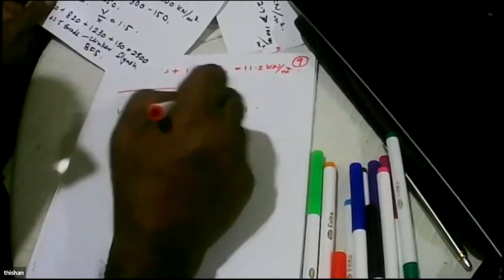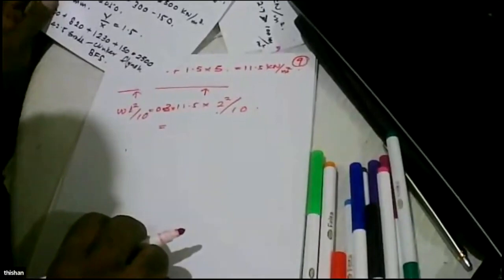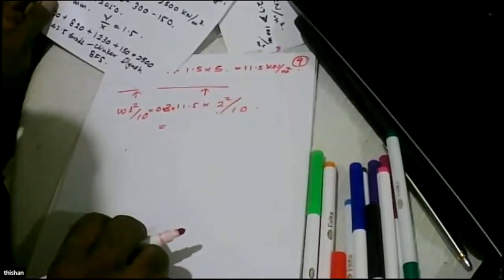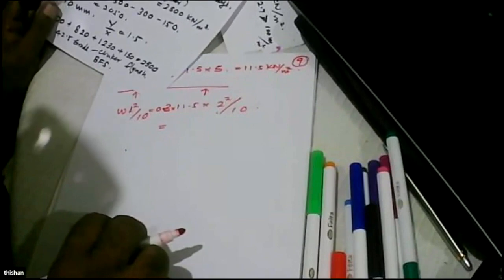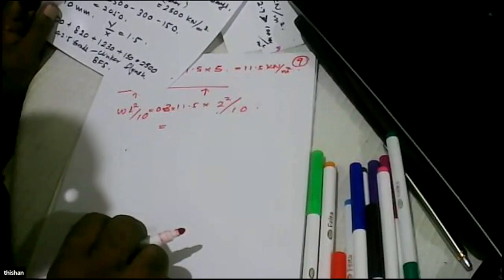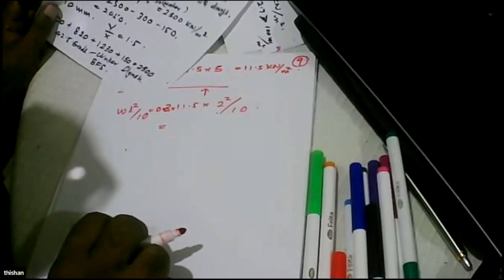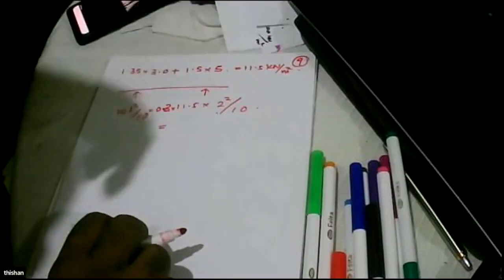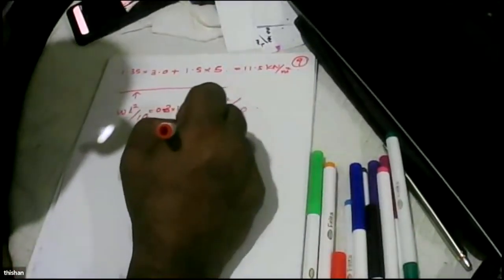Sorry, I have to multiply this by 0.3 because the width of the panel is 0.3. So I can't use 11.5. I have to use 11.5 multiplied by 0.3, 3.45. Because we are considering a panel of only 0.3 meters of width. How much do you get now? 1.38.